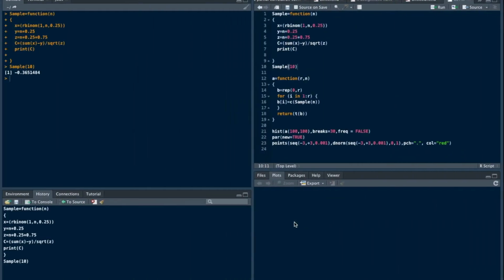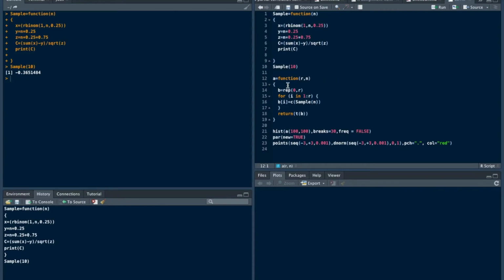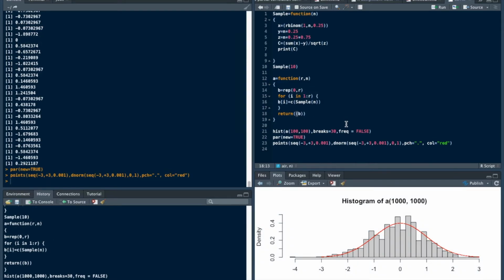So what we have to do is define another function A with arguments R and N, and also define B such that it's a vector of size R with elements only 0, 0, 0 up to R times. Then assign a for loop such that B[i] equals concatenate of sample of n, which is that function. Then we have to return the value of B.